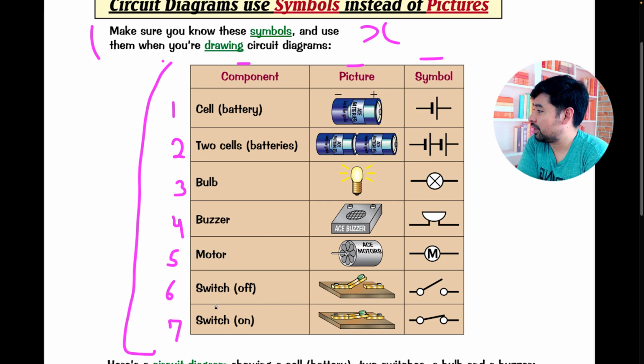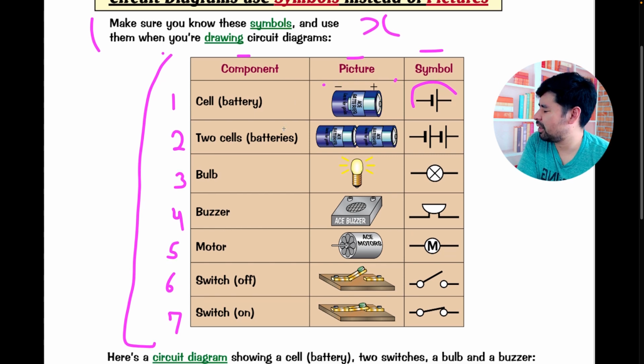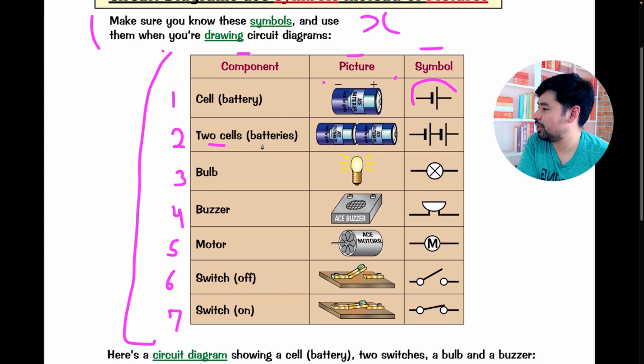The first one is a cell, or battery. We have the picture, of course, and we have the symbol here, minus and plus. This symbol represents this picture. If you see the symbol, you should have in your mind, você deve ter em tua mente qual é o significado daquele símbolo. Aquele símbolo representa o quê? That is the point. And then the second one, two cells, which means two batteries. This is the symbol, like two T's and some things here. So this is the second one.